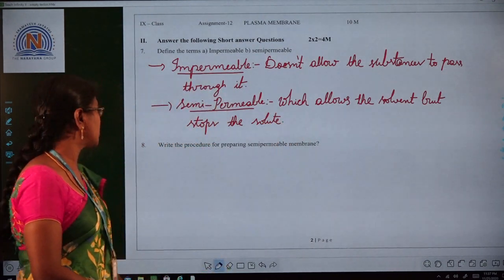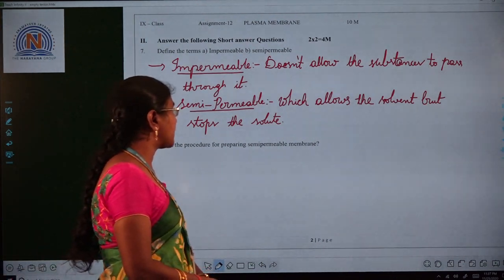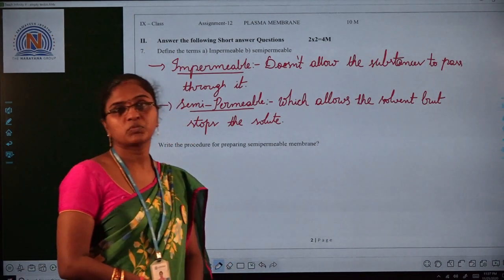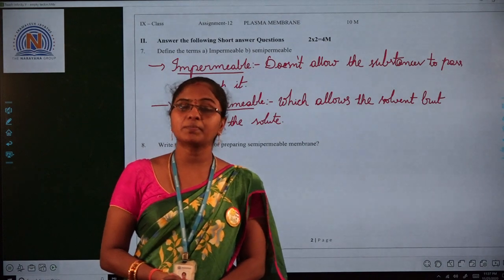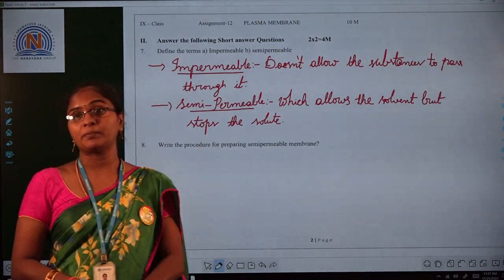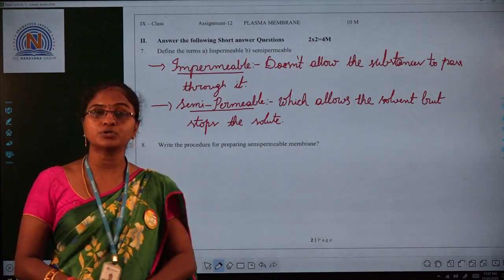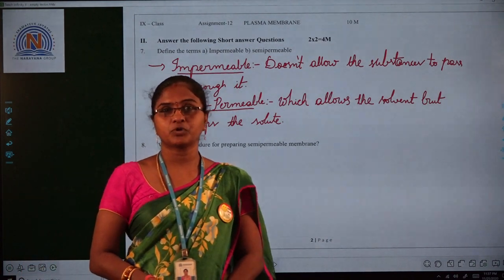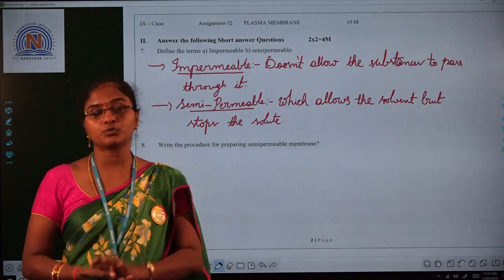Let us see the last question. Write the procedure for preparing semi-permeable membrane. So, egg membrane is a semi-permeable membrane. How can you prepare a semi-permeable membrane? For this, first we have to take raw eggs. Raw eggs means without boiling or without heating.